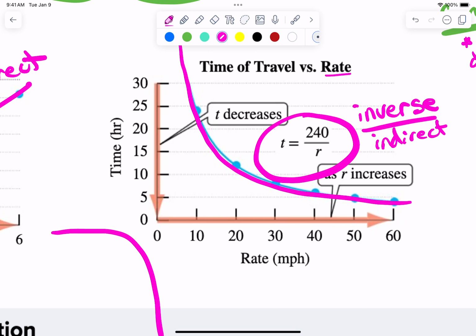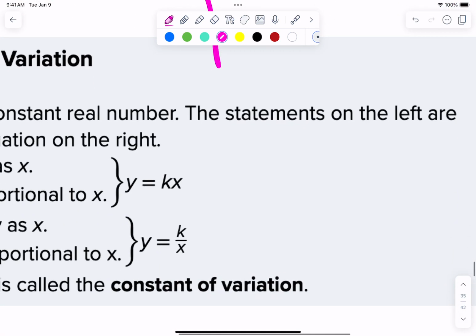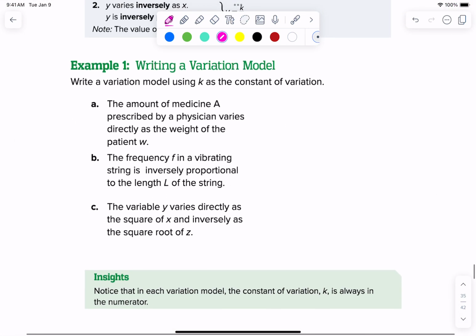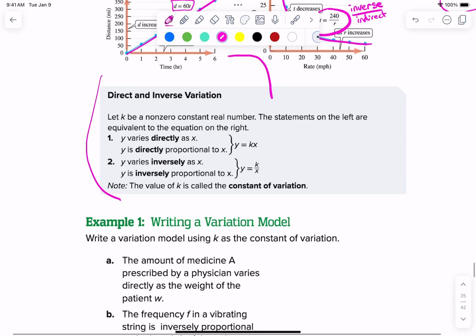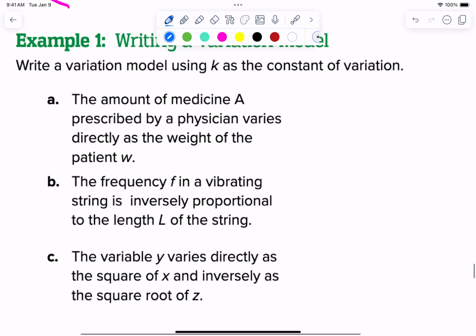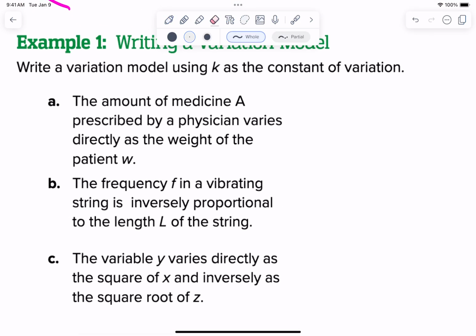Or like a negative velocity is falling toward the earth, whatever. Okay, let's do some examples. All right, I'm gonna skip this box because that's exactly what I said to you already. Example 1, write the variation model using K as a constant of variation.